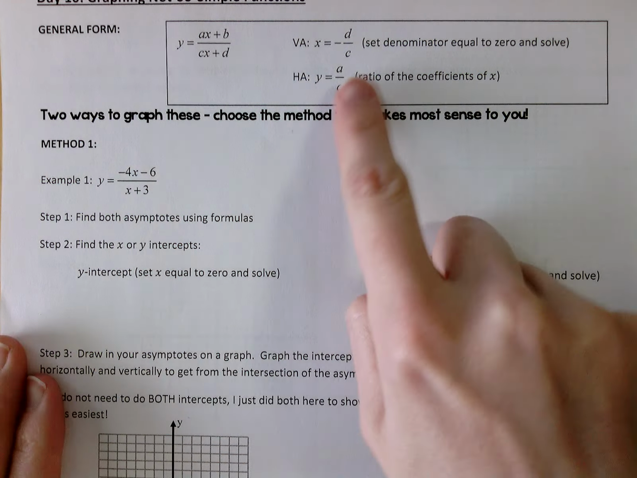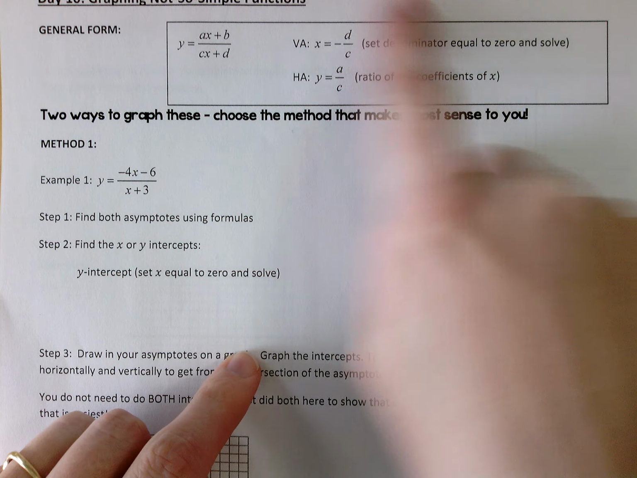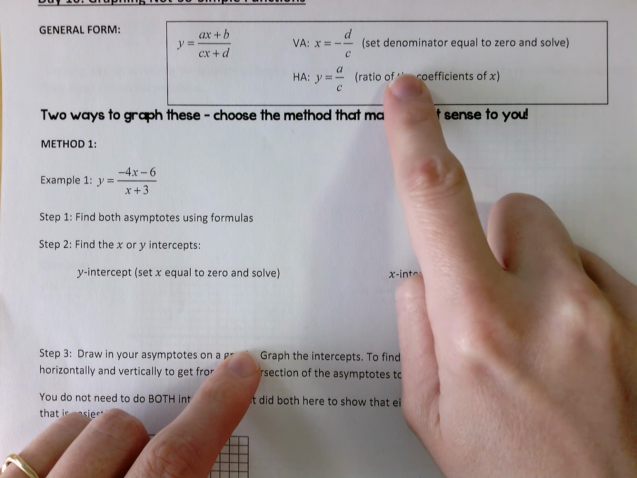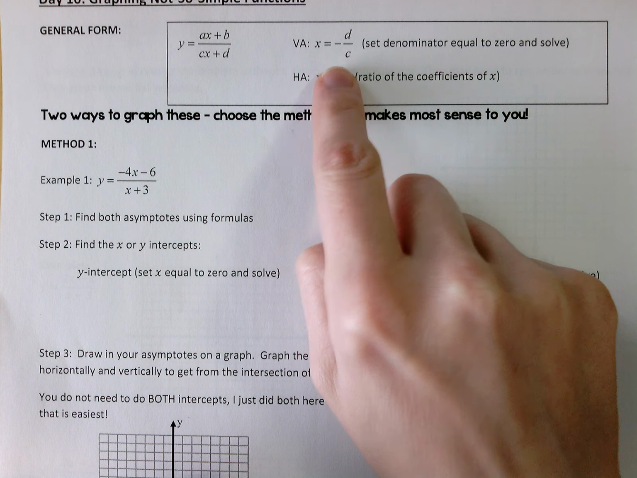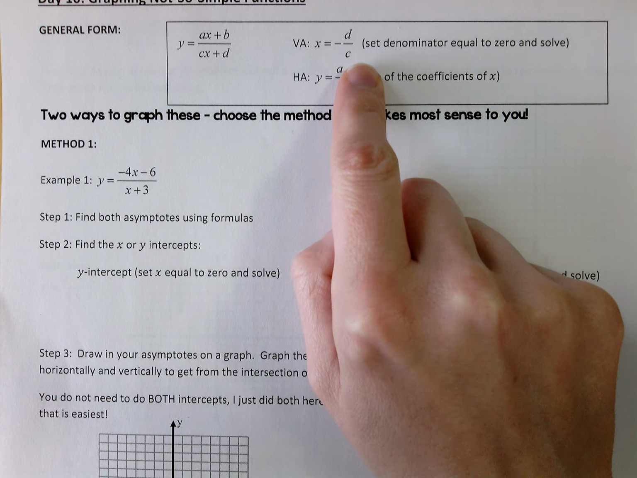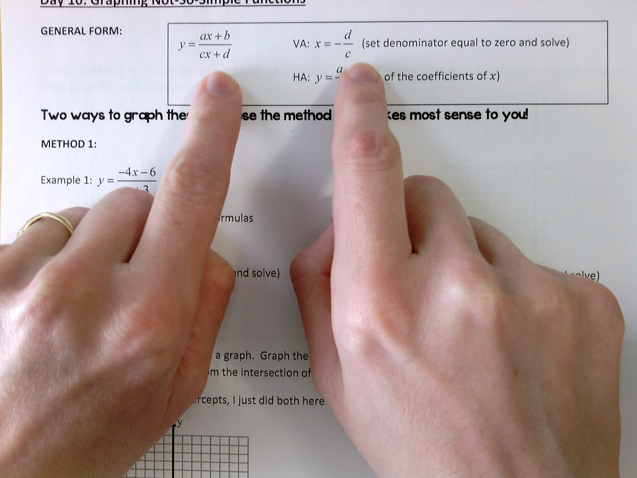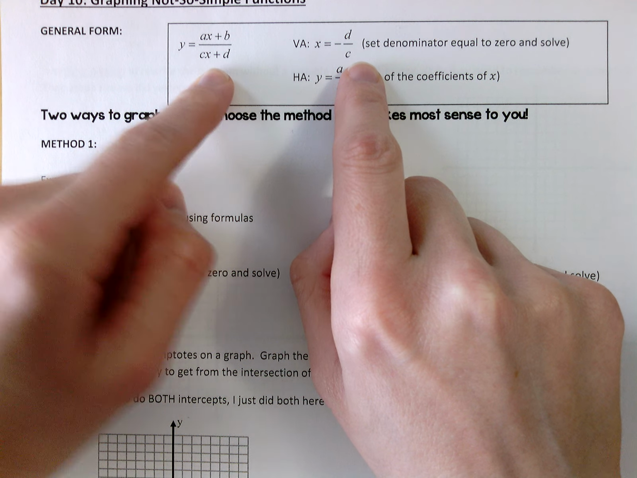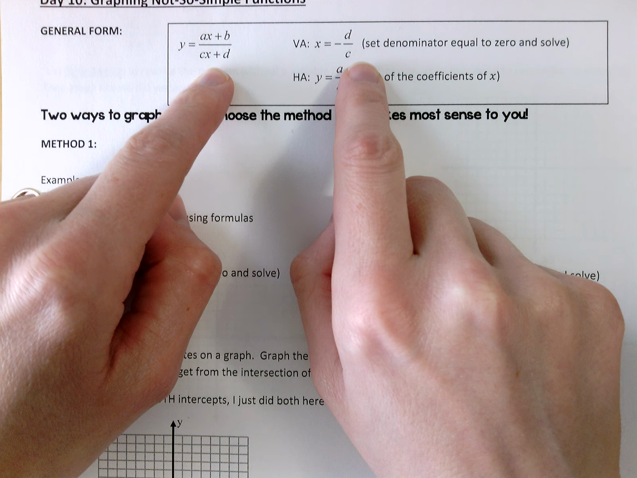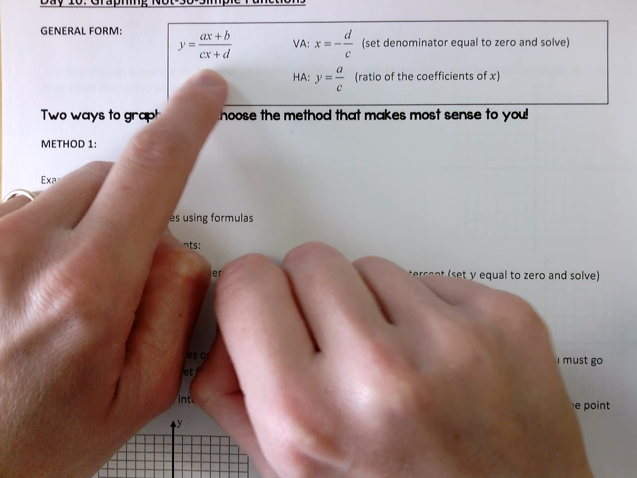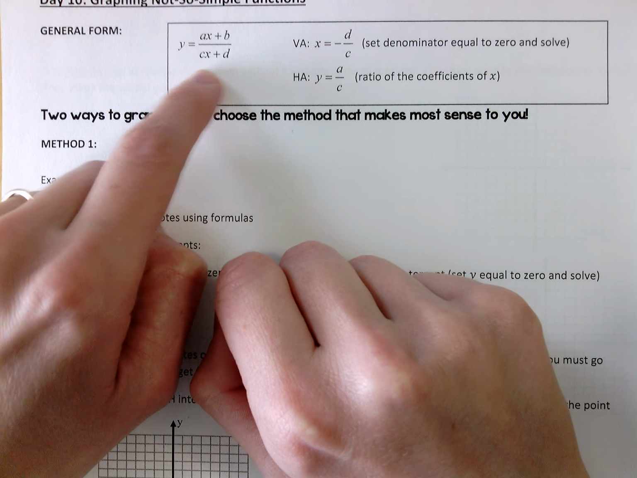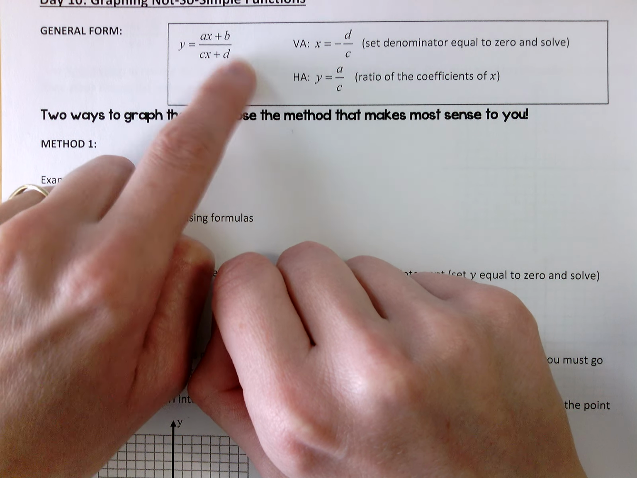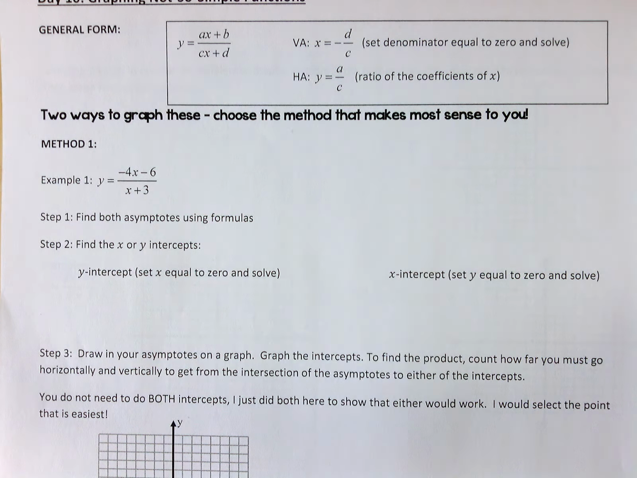So method 1 is basically, you're going to start by using these two formulas right here, okay? To find your vertical asymptote is just x equals negative d over c, or set the denominator equal to 0 and solve. Why? Well, because asymptotes show up when you have 0 in the denominator, right? That's what the problem is. You can't divide by 0. So we're looking for what value is going to make the denominator equal 0. So that's what we'd start with.